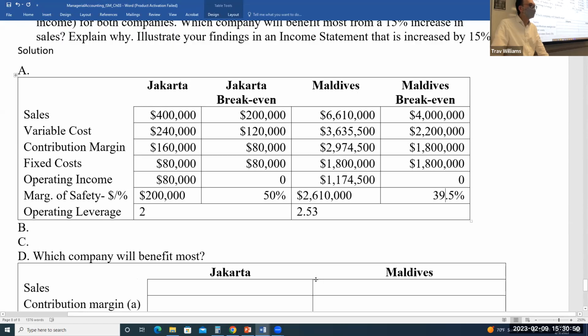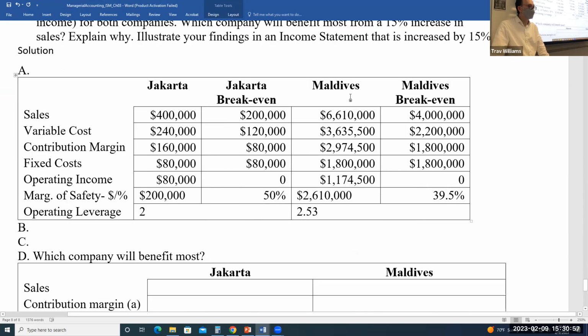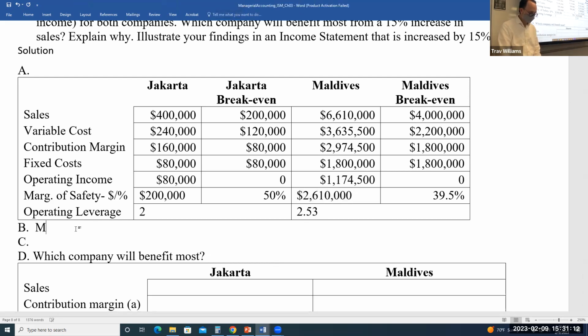We actually have B, C, and D, but that's all right. We'll get through it here. B says compare margin of safety in dollars between the two companies. So Jakarta had a margin of safety of $200,000. Maldives had a margin of safety of 2.6 million. Obviously, Maldives has the higher margin of safety in dollars, right? I'll put that. Maldives has the higher margin of safety in dollars.